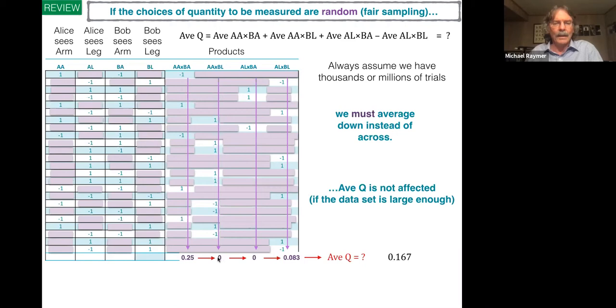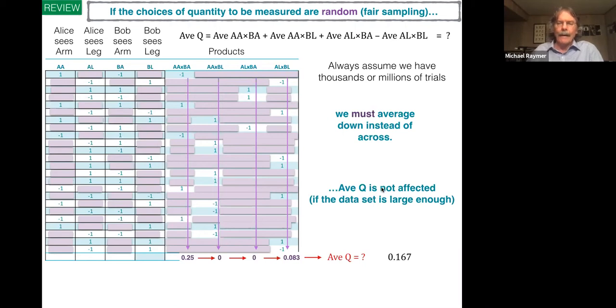And then I simulated the other 3 cases. And to get the average of Q, we just have to add these numbers, because here's the expression for average Q. It's the average of this product plus the average of that product plus the average of that product minus the average of that product. So to get the averages, we have to sum them up and divide by the number of samples. But to get the average Q, we just sum the averages, because that's how average Q is defined. In this case, it's a random example. It turns out to be 0.167.